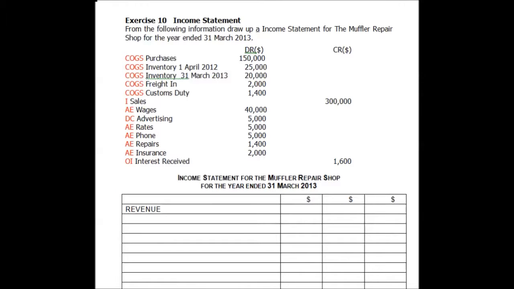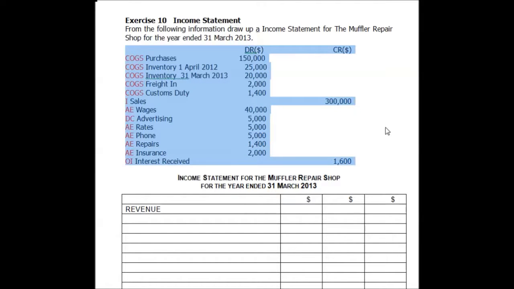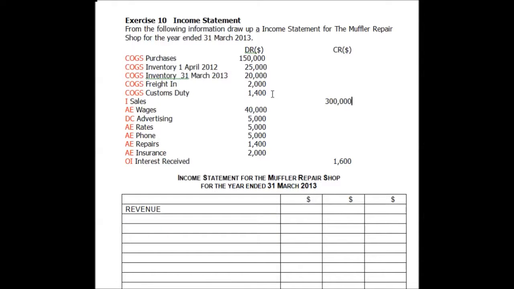Alright, so fully classified income statements for a goods business. This is exercise 10 and it's in your books on page 14. You can see that I've already gone ahead and done part 1 here, and part 1 consists of classifying our trial balance. So purchases, opening and closing inventory, freight in and customs duty are all labelled as COGS, which we know stands for cost of goods sold.